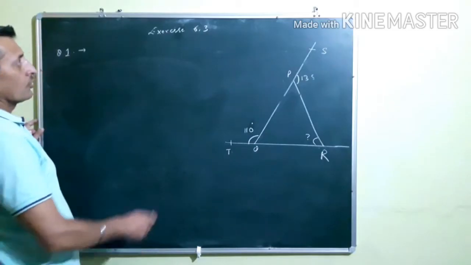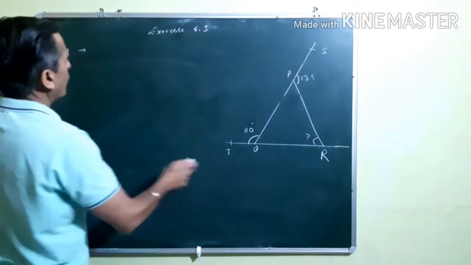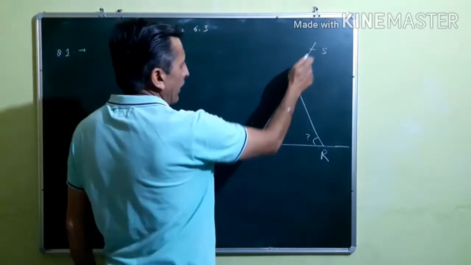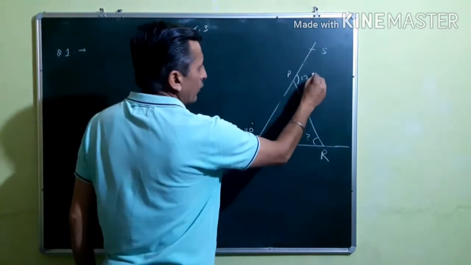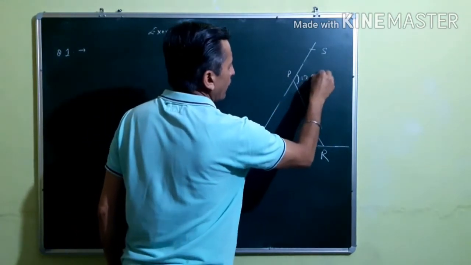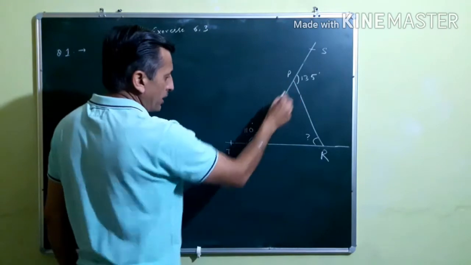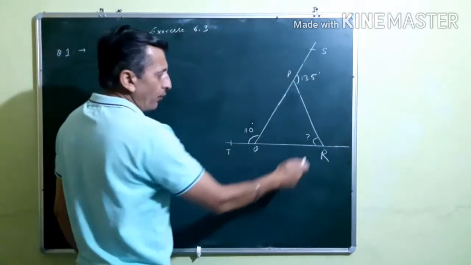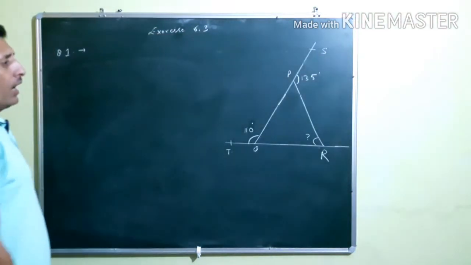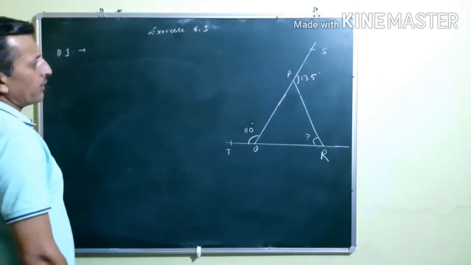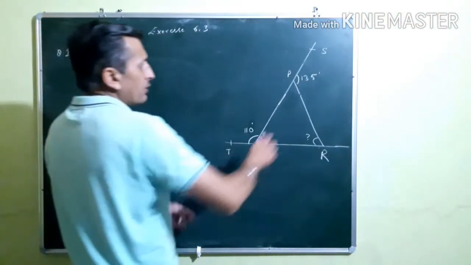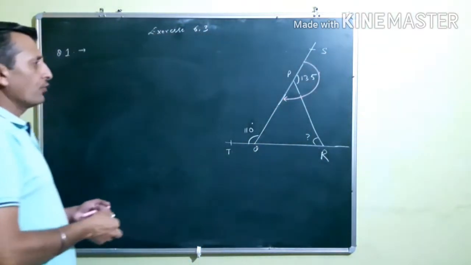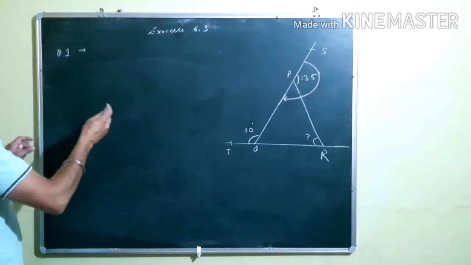That's all. So now see, this is exercise 6.3, question number 1. In this case, it is given that angle SPR is equal to 135 degrees, and angle PQT is equal to 110 degrees, and you have to find this angle. I am going to use the concept of the linear pair angle. That means this whole angle is equal to 180 degrees. As you know, this is an easy concept.